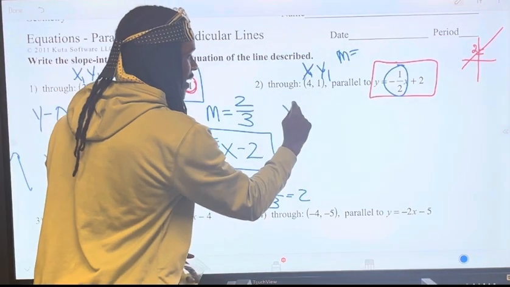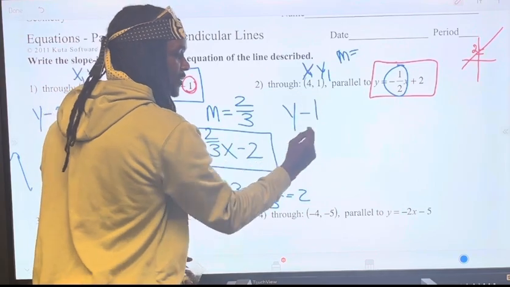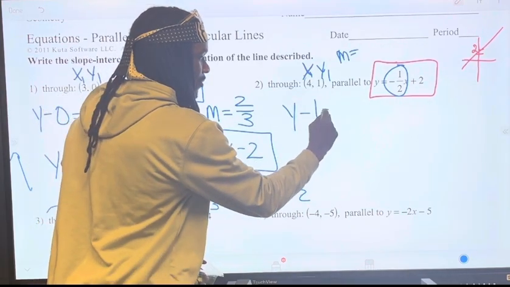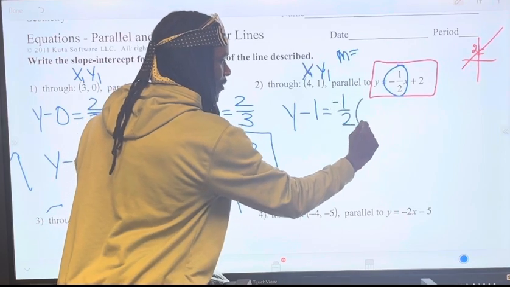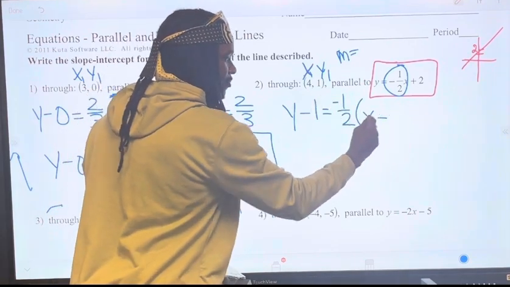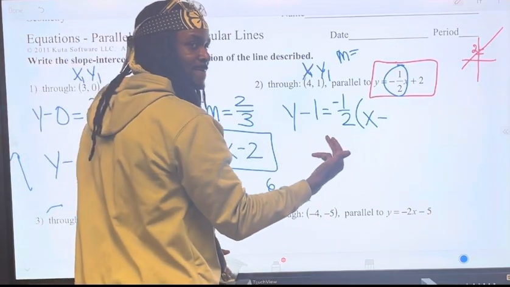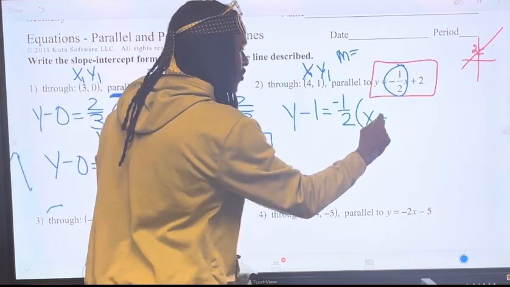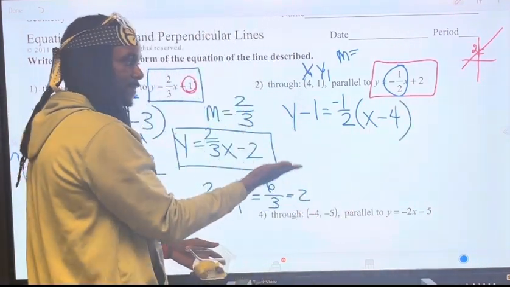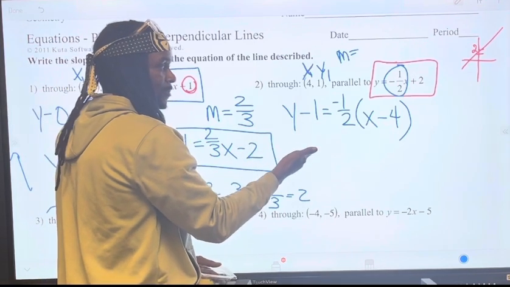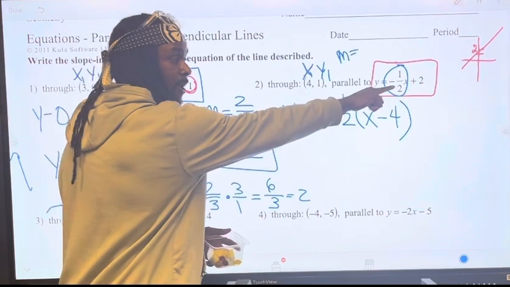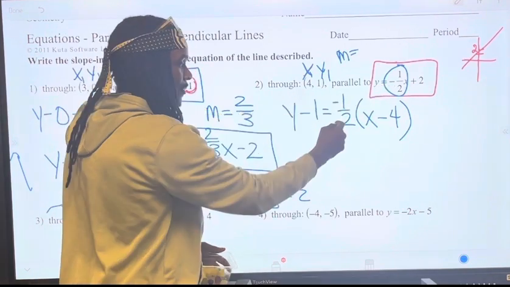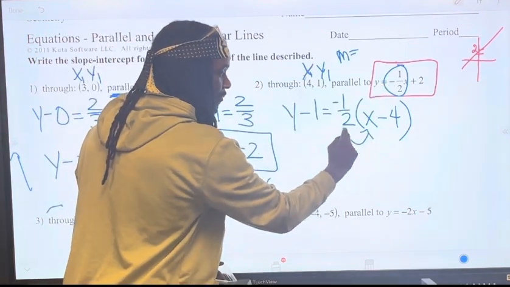Point slope is y minus y1, which is 1, equals slope negative 1/2 times x minus, what's x1? X1 is negative 4. So now, this is point slope form, when they just give us the point and the slope. We're going to turn it into slope intercept form now by distributing the negative 1/2.